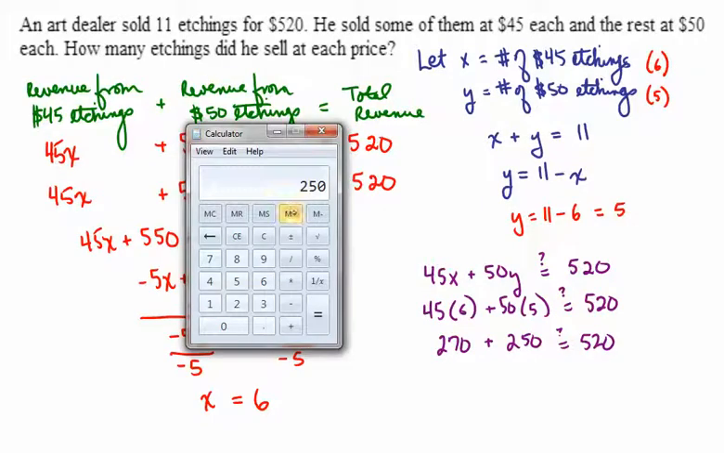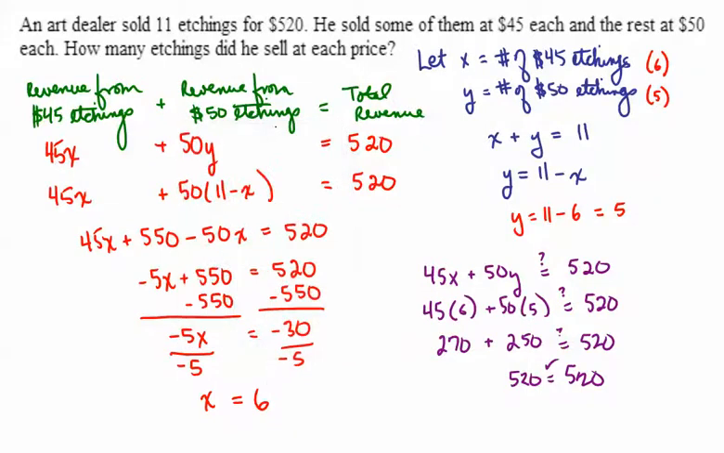So again, we say 270 plus 250 is equal to 520. And so we've checked our work and we know that we have the right answer. There were 6 etchings sold at $45 and 5 etchings sold at $50. And so this is the way that we're going to go about setting up and solving these problems. Okay, we'll go on to the next video.